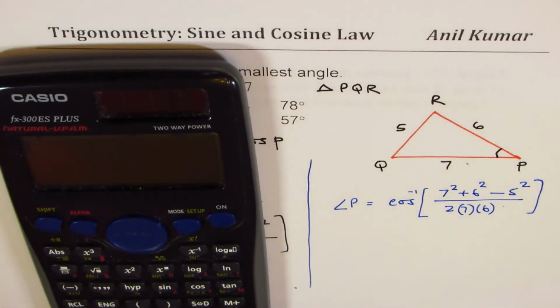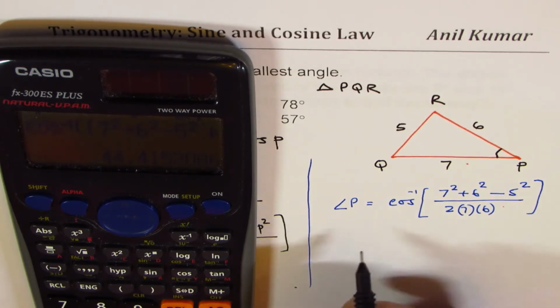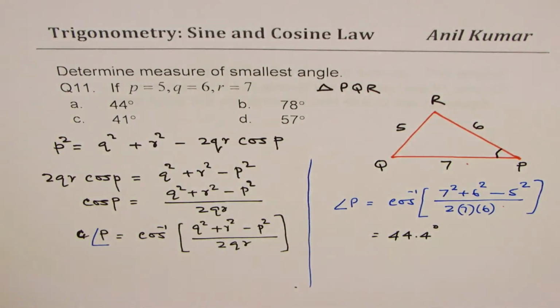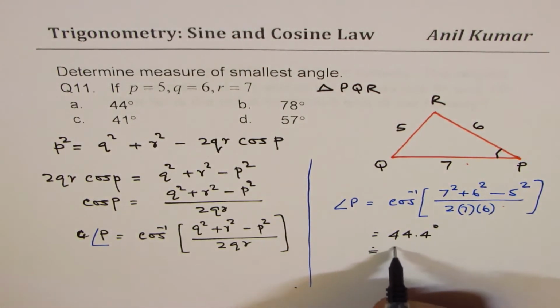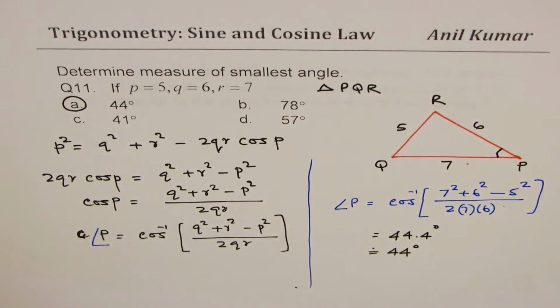Let's calculate the answer. So we have cos inverse within brackets. Let's write 7 square plus 6 square minus 5 square. So that's the numerator. And we are going to divide this by, in brackets, 2 times 7 times 6, equals. So we get an angle of 44.4 degrees, which rounds to 44 degrees, right? So A is the right answer, correct? So we have taken up examples on sine law and cosine law.